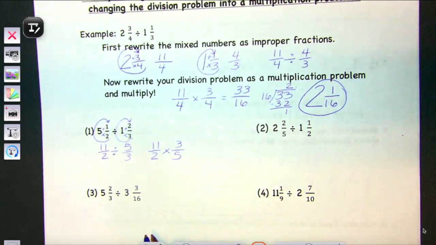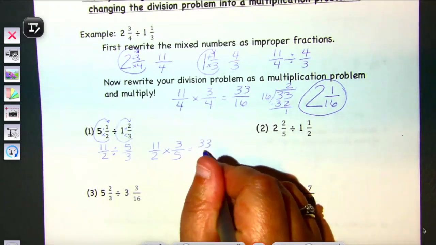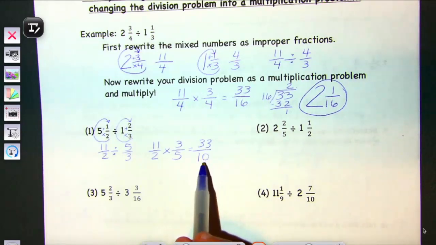And now we can multiply. The 11 times 3 gives us 33, 5 times 2 gives us 10. Although that answer is right, we would get points taken off because it's not simplified. It's not made into a mixed number yet. The reason we know it can be a mixed number is because the top number is bigger than the bottom. If the top number isn't bigger than the bottom, you cannot make a mixed number, okay?